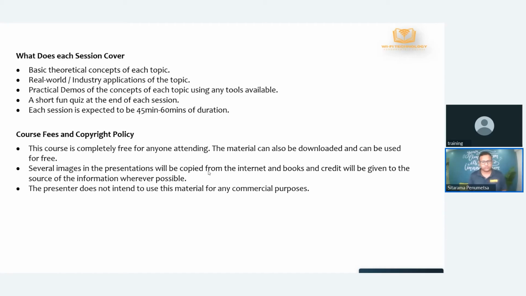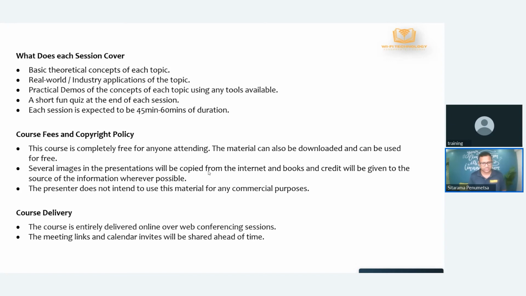Given the amount of information we have on the internet, it doesn't really make sense for us to recreate every image and every diagram and every table from scratch. It's going to take us a lot of time, and we all have our day jobs and we are busy with our other work. So several of the images that we are going to use are going to be copied from the internet, because they're readily available. There's no reason for us to recreate them. But wherever we are using images and content from books and from the internet, we'll try our best to acknowledge the source so that they get credit for that. And certainly we don't intend to use this material for any commercial purposes. So there's no commercial aspect here.